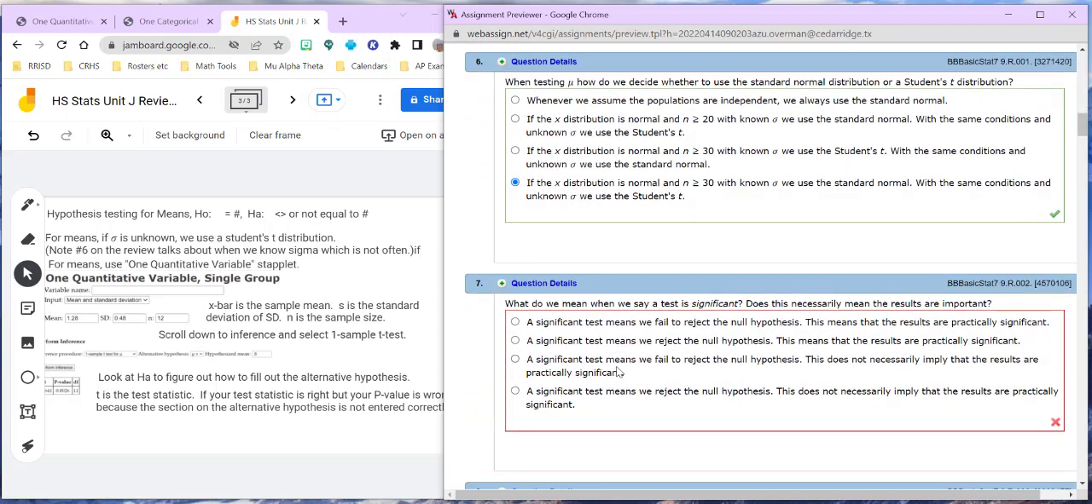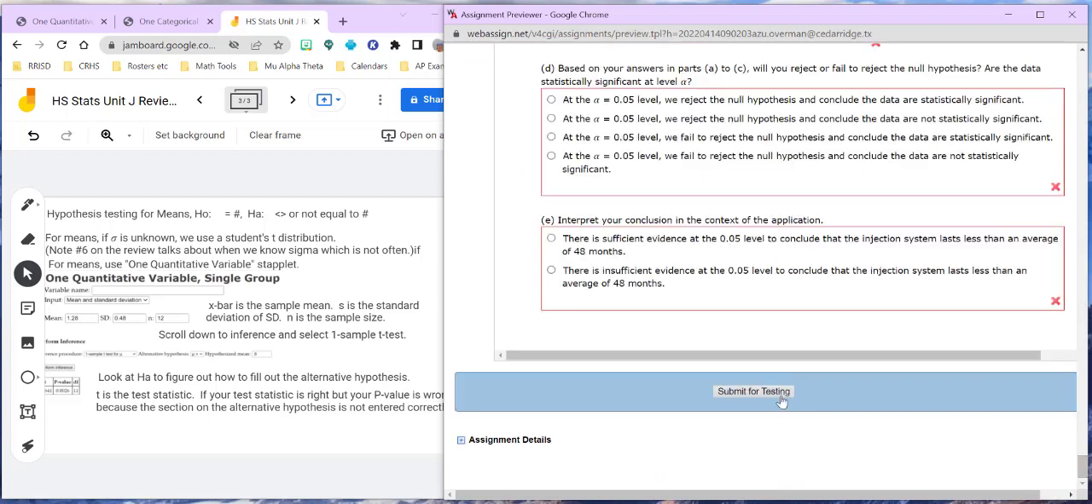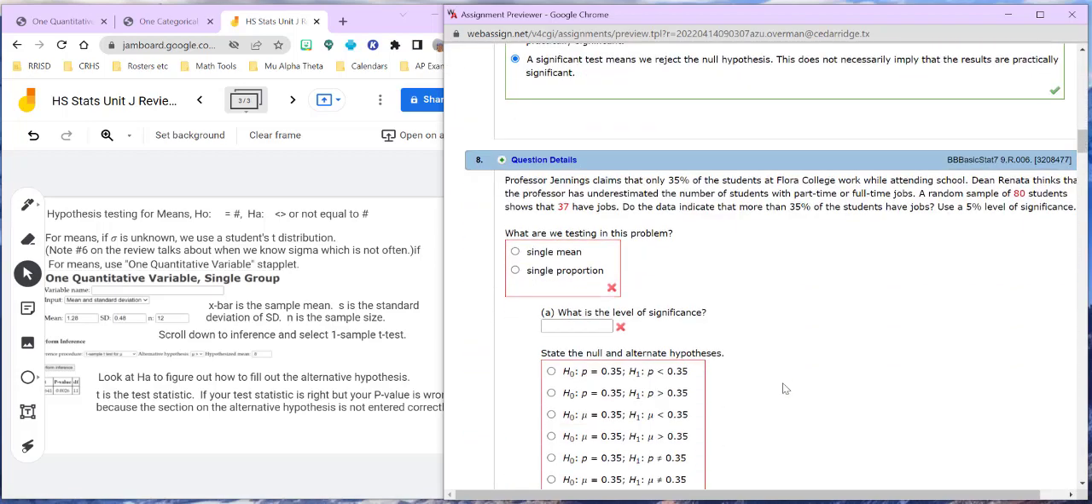What do we mean when we say a test is significant? Does this necessarily mean the results are important? It just means we see a difference. Remember, let's say you did a program on the SAT to raise your test score, we could do a hypothesis test and say, oh, the test score really did go up on average, right? However, that doesn't mean it went up by a lot. So a significant test means we do reject the null, but that doesn't mean that the changes are practically significant. Got it? So it just means they're different. Doesn't mean that, oh, wow, there's a huge difference, or that the difference is going to make a meaningful difference.